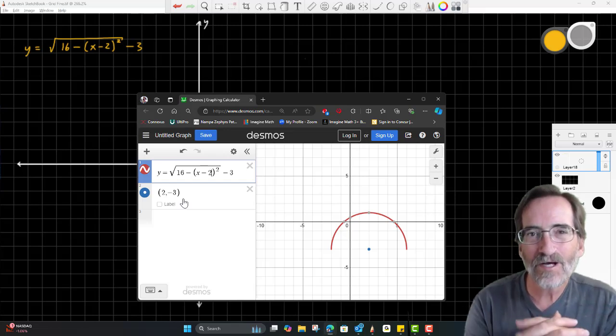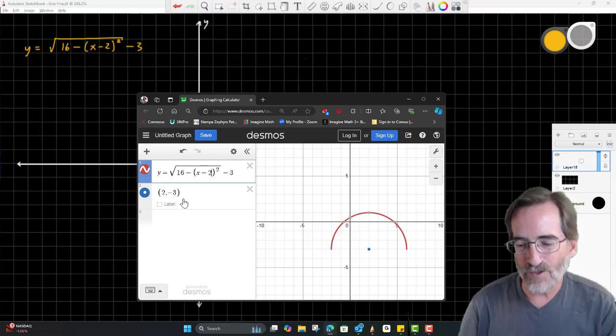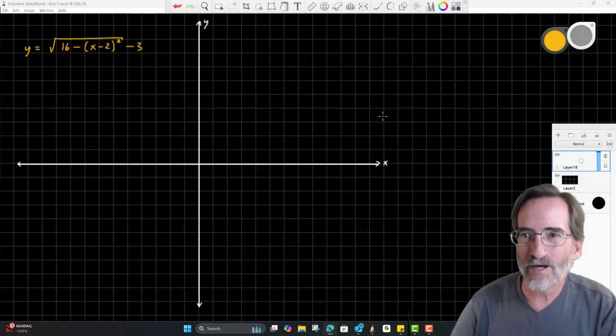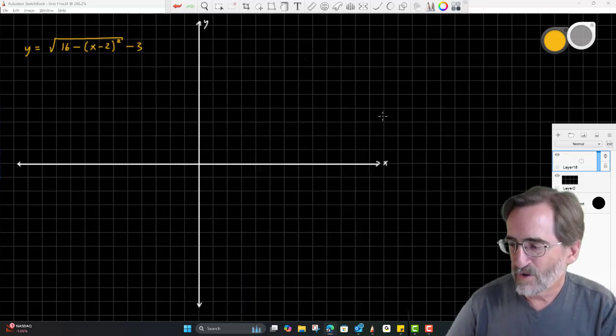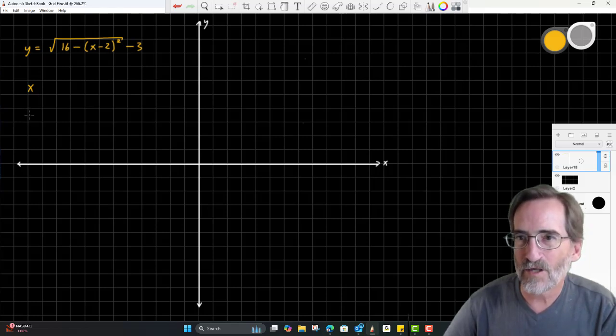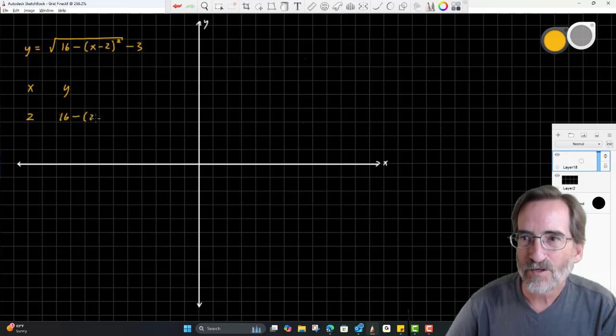The lesson had you complete what's called a t-table. They had you pick some values of x and plug in those values. Now let me do just one quick example here. Let's say I picked x and I'm going to put in 2. So then y would be the square root of 16 minus 2 minus 2 squared, square root, minus 3.